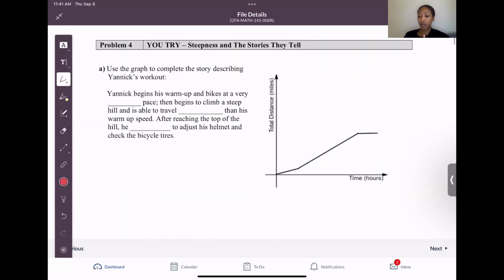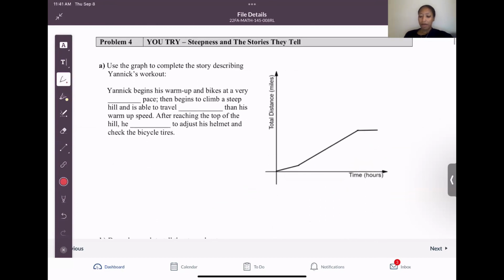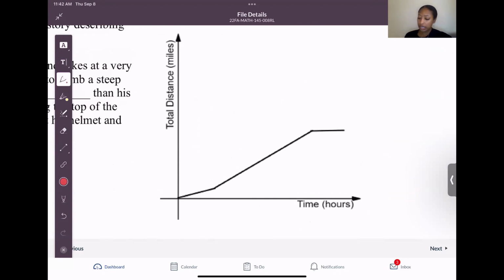All right, I feel like I can squeeze in one more. So I'm going to squeeze in number 4 and then we'll stop here. Problem number 4, steepness and the stories they tell. We have to fill in the blank here. Use the graph to complete the story describing Yannick's workout. If we look at the graph before we go in here, we see that Yannick starts out with a relatively flat line segment here. So that means he starts off going relatively slow. Then he speeds up and goes faster on his bike.